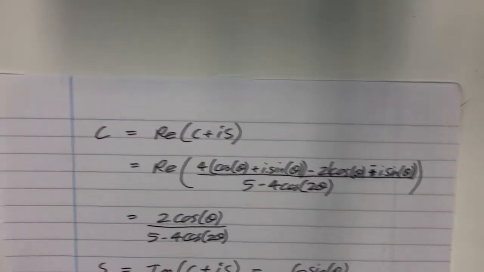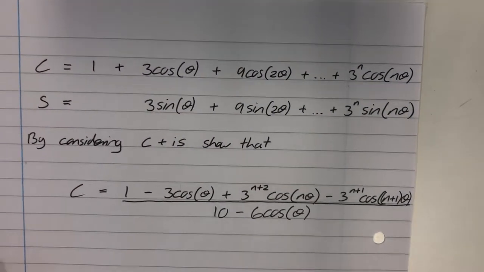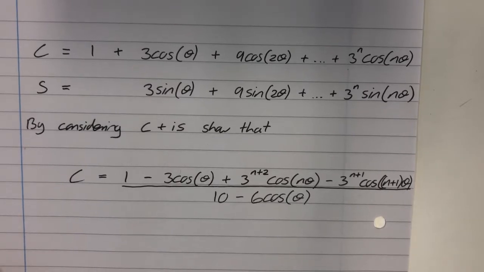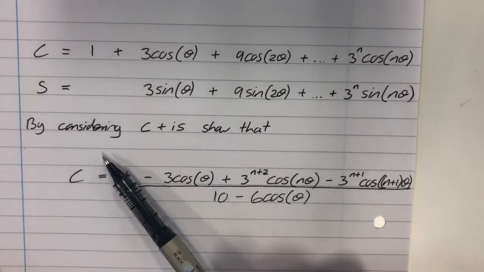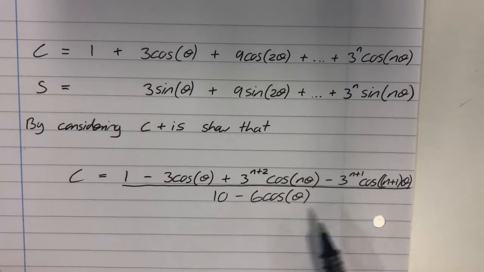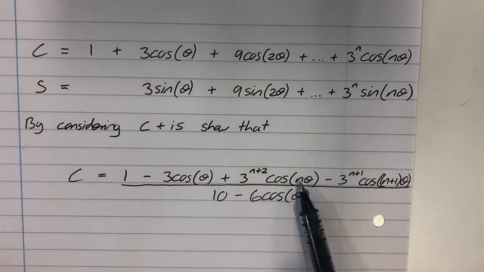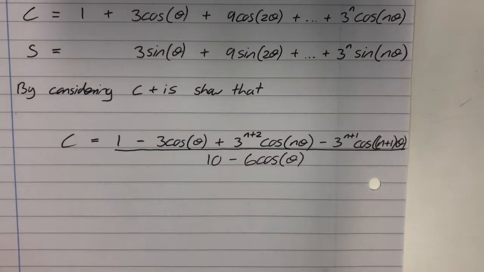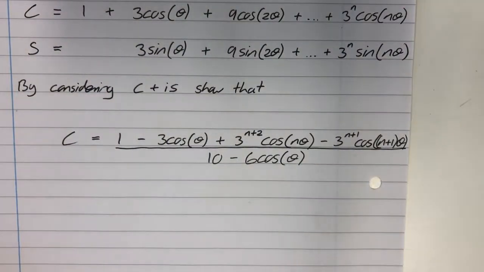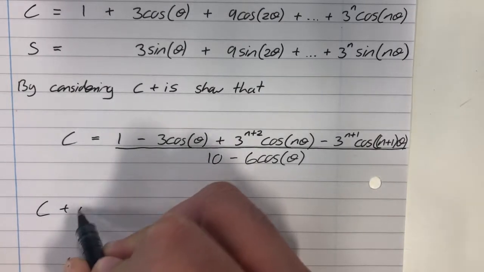My second example is a finite geometric one. So very similar question, okay, by considering C plus iS show that this is the case. A little bit more elaborate because there are a finite number of terms, they have n kicking around as well. And again, it's C plus iS. So I'm going to go a bit quicker with this one.